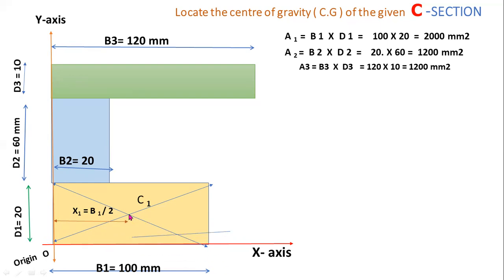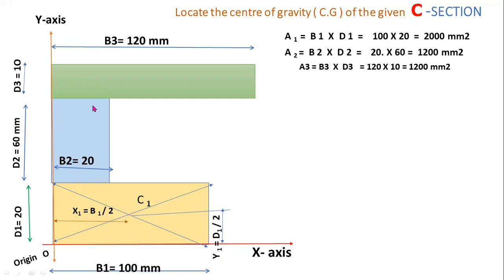In a similar way, y1 is the distance of centroid C1 from the x-axis, so y1 equals d1 by 2. d1 equals 20, 20 by 2 equals 10 mm. So y1 equals 10 mm, x1 equals 50 mm. This is the position of the centroid of the bottom rectangle.